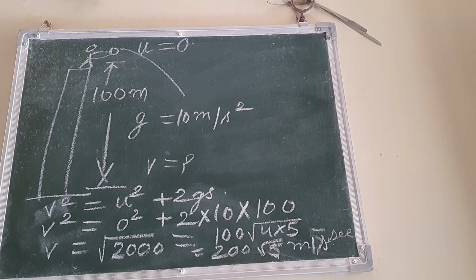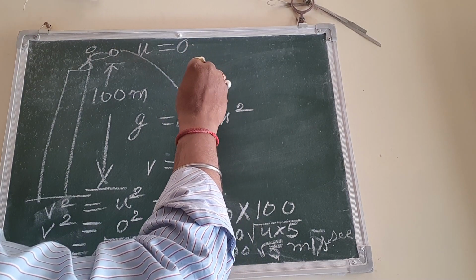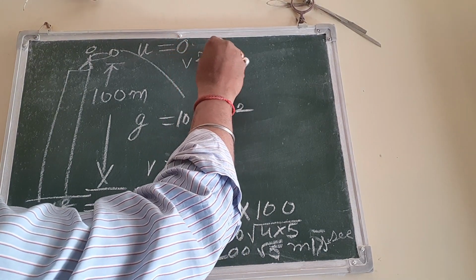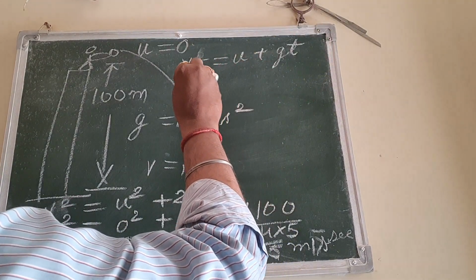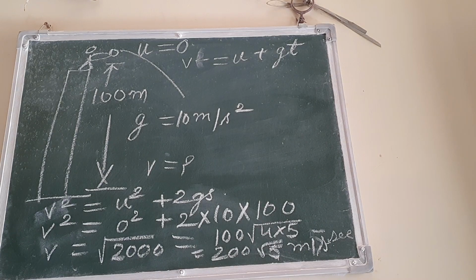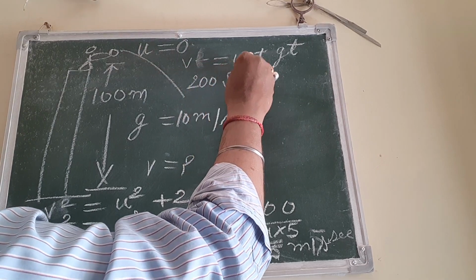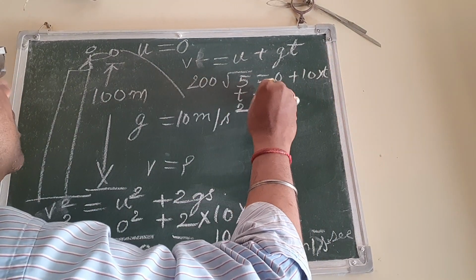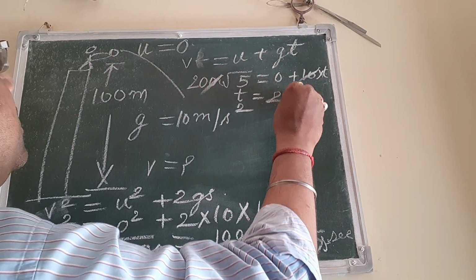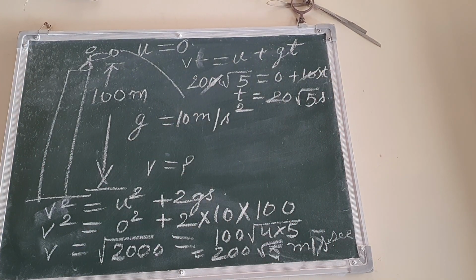Also we have to find the time. So v is equal to u plus gt. So here the final velocity, that is 200 root 5, is equal to 0 plus 10 into t. So t is coming out to be, 0 gets cancelled, so it is 20 root 5 seconds. So this is our answer. I think you all might have understood this question.